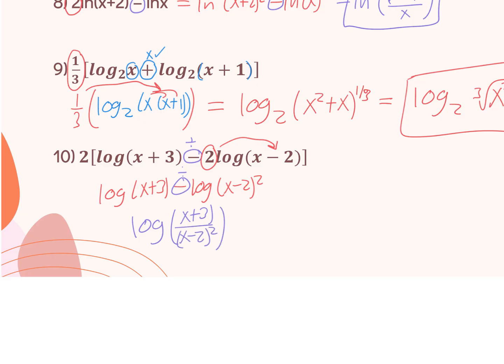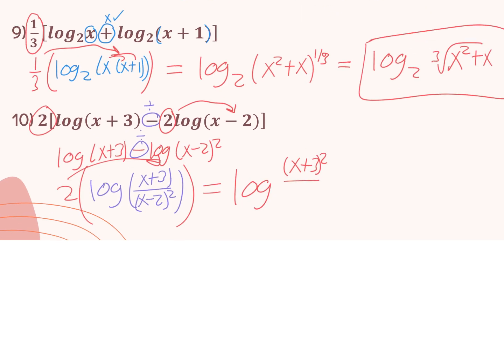And then I still have that 2 on the outside. So this whole thing is going to need an exponent of 2. All right, so this is going to become log of, I'm going to square the top and then square the bottom. So this is going to become log of (x plus 3) squared over (x minus 2) squared, which is going to get us an (x minus 2) to the 4th. And then that is our final answer, fully condensed. That accounts for everything.